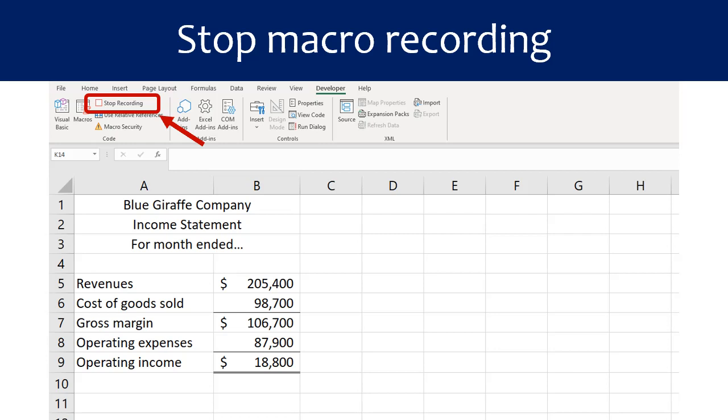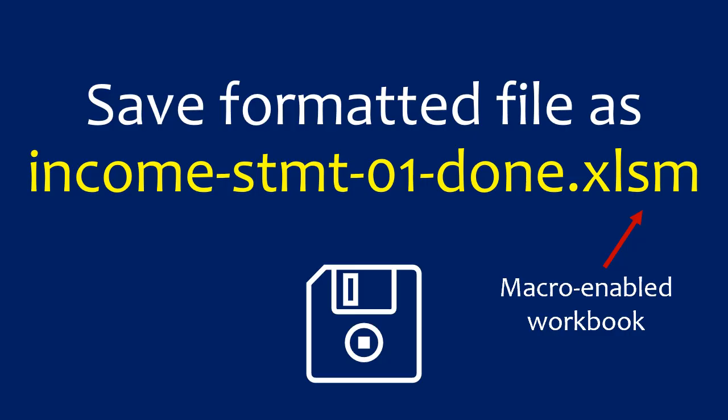Now that we are done with the formatting steps, go back to the Developer tab and choose Stop Recording. The macro is done. Save the formatted Excel file as income statement 01done.xlsm. Note that you are doing a Save As, and it is the macro-enabled workbook format that you want. See the next screen before clicking Save.